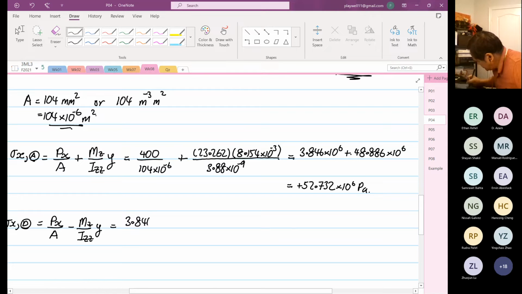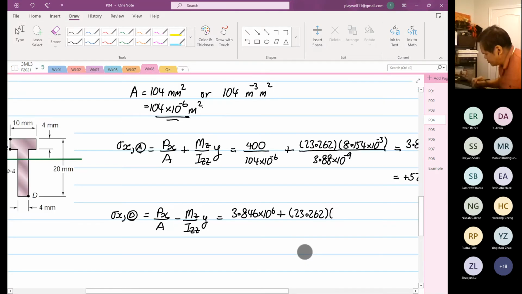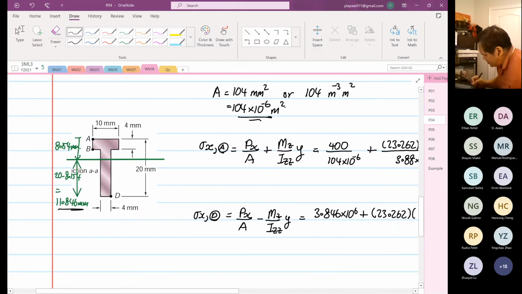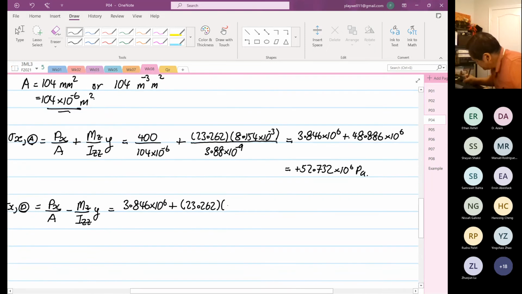So you can put 3.846 times 10 to the power 6. Now the moment is different now. It's 23.262. Now the distance changes. Because we are looking at point D, the distance is what? 11.846, right? Oh, this one should be minus because it's compression. 11.846. And then divide by 3.88 times 10 to the power minus 9.